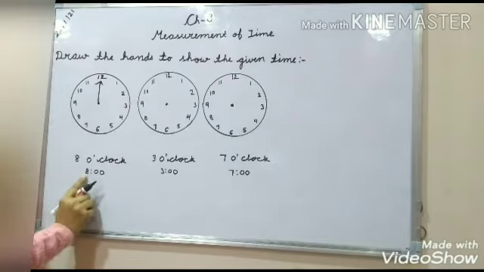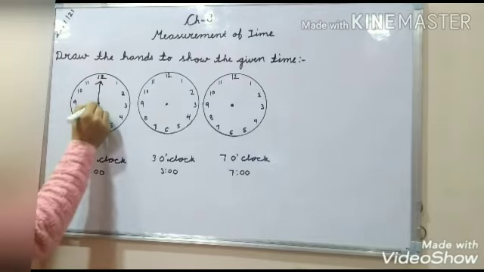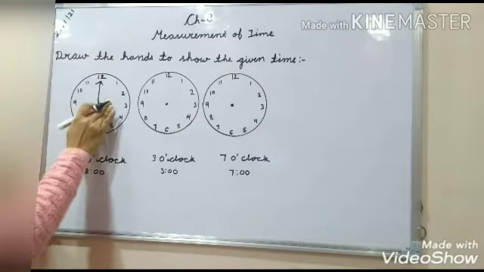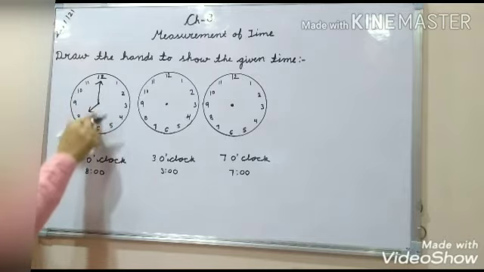Now 8 o'clock. What is the timing? Time is 8. So you will make the short hand at 8. Now the clock is showing the time, that is 8 o'clock.